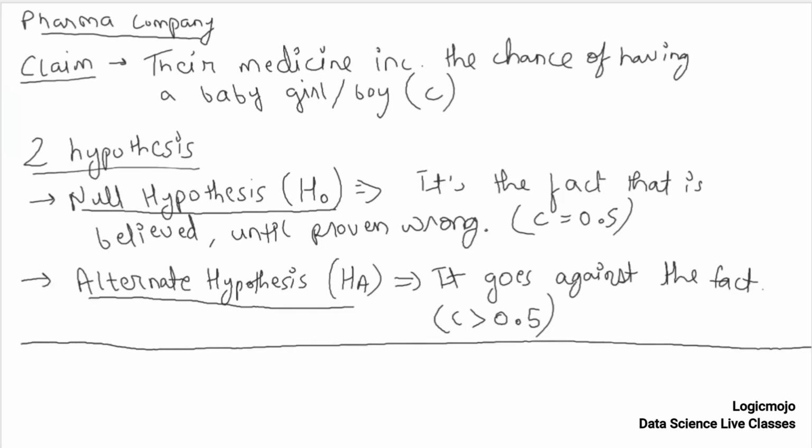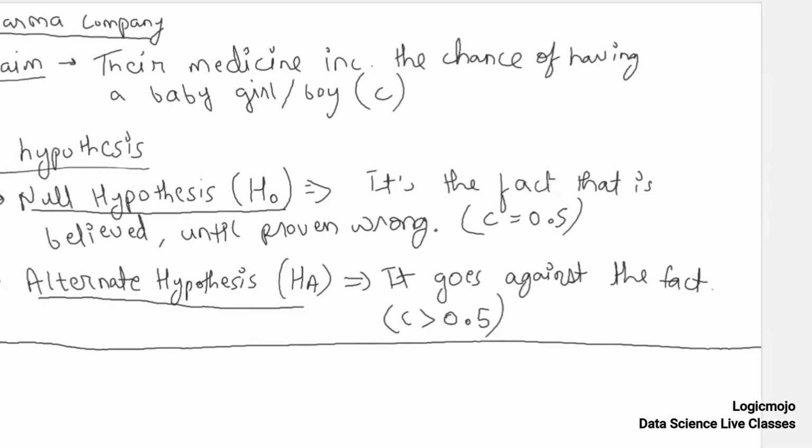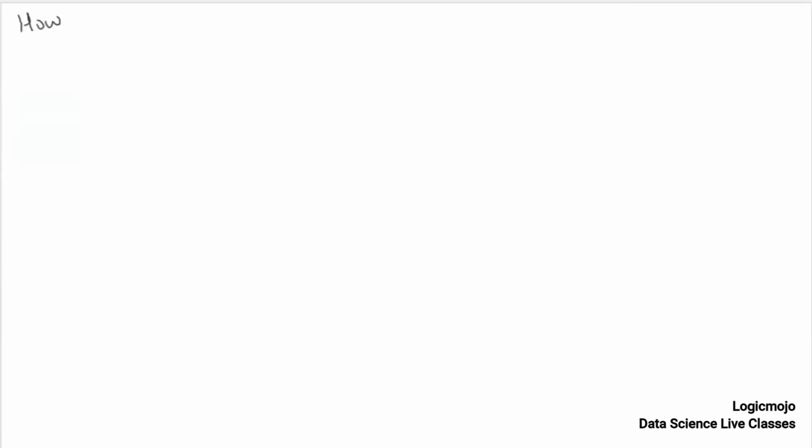Now, how do we decide these two equations? What exactly is the null hypothesis? What exactly is the alternate hypothesis? The claim is fine, but a claim is just a statement, and we want mathematical equations for the null and alternate hypotheses. So the null hypothesis is always equal to some value, and the alternate hypothesis is either greater than, less than, or not equal to. So how to make equations? Whatever claim you have.